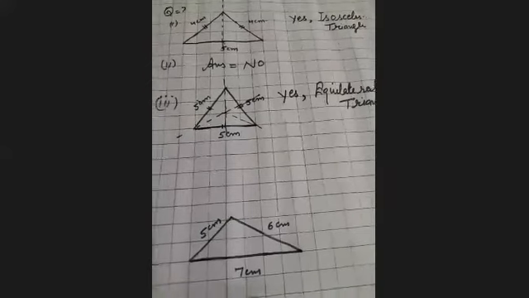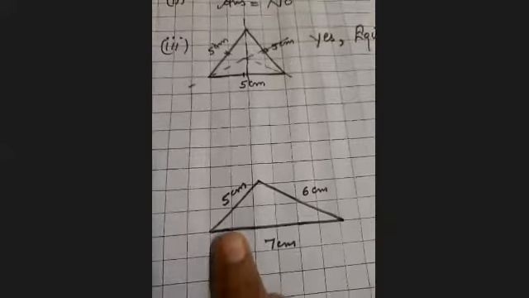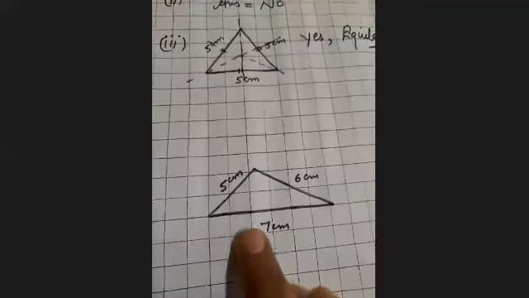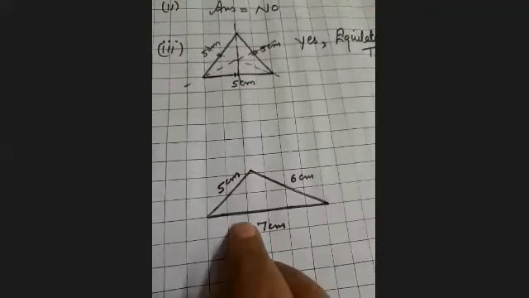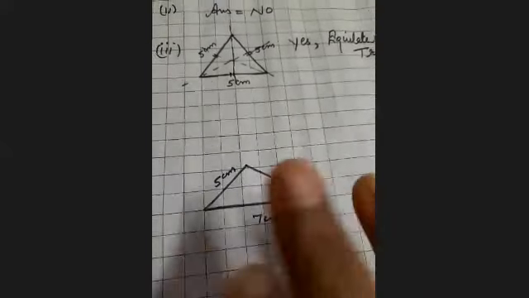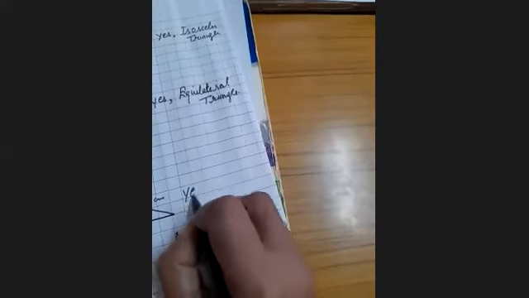Now, last part, students. No line of symmetry. Yes, students, a scalene triangle has no line of symmetry. So draw a scalene triangle. The sides are 7 centimeter, 5 centimeter, and 6 centimeter. A scalene triangle has no line of symmetry. Again, your answer is yes. And the triangle is a scalene triangle.